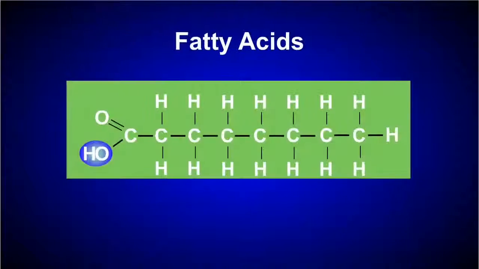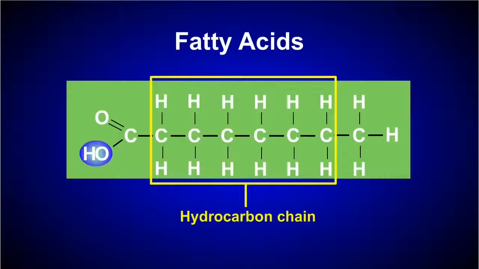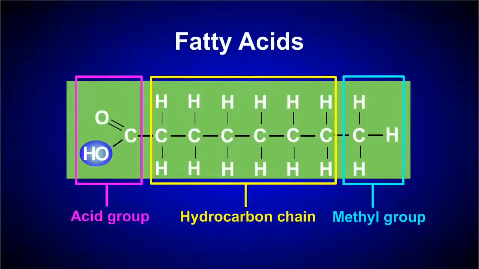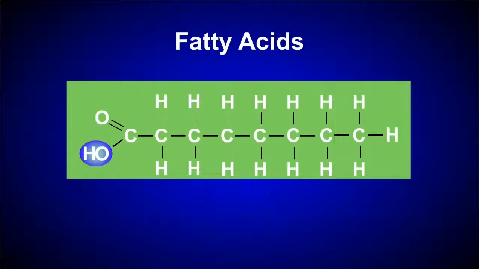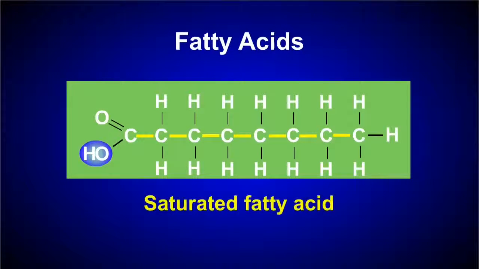Let's take a quick look at fatty acids. A fatty acid has 3 main parts: a chain of carbon and hydrogen atoms called the hydrocarbon chain, a methyl group at one end, and an acid group at the other end. Fatty acids can either be saturated or unsaturated. A fatty acid that has only single carbon-to-carbon bonds is known as a saturated fatty acid. This is because the carbon chain is saturated with all the hydrogen atoms it can hold.